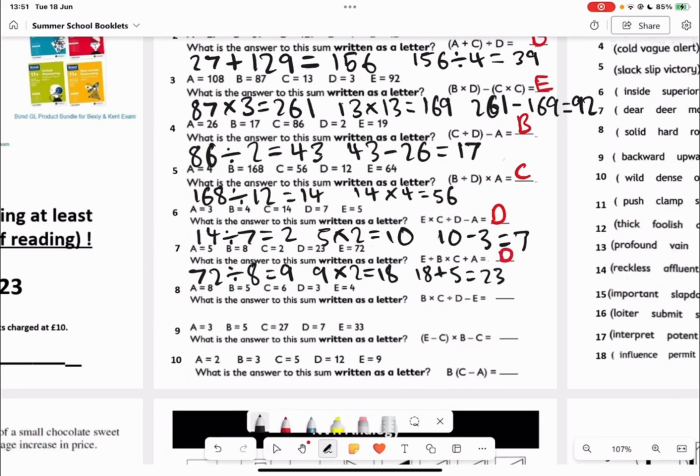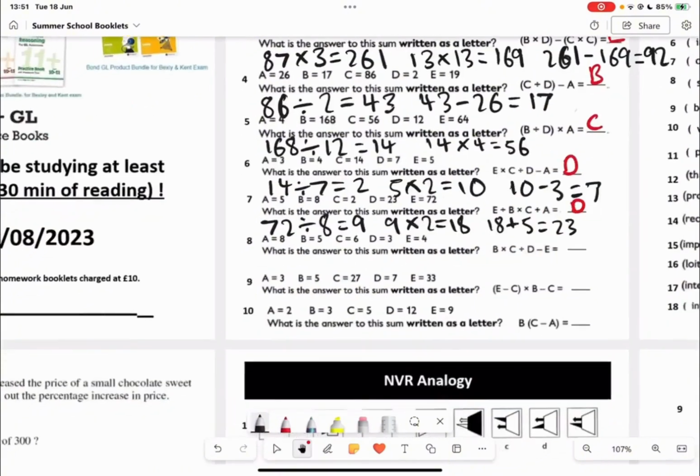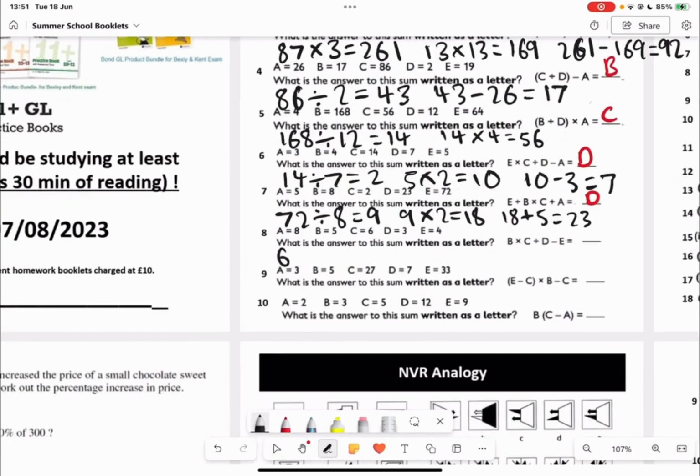Next is question 8. B times C divided by D minus E, so C divided by D is 6 divided by 3, which is equal to 2. And then we multiply, so we do B times 2, so 5 times 2, which is equal to 10. And then 10 minus E, which is 4. So it's equal to 6. And our answer will be 6, which is C.